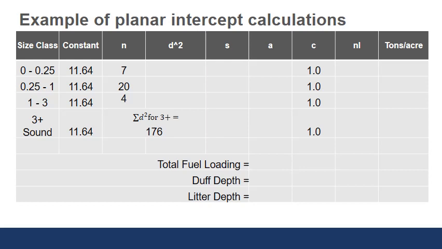For fuels greater than 3 inches, we have to sum the squared diameters of each of the transects in place of n times d squared. For the 3 smaller size classes, the next variable we need to enter is the average squared diameter. Follow along and fill in the remaining columns over the next few slides.